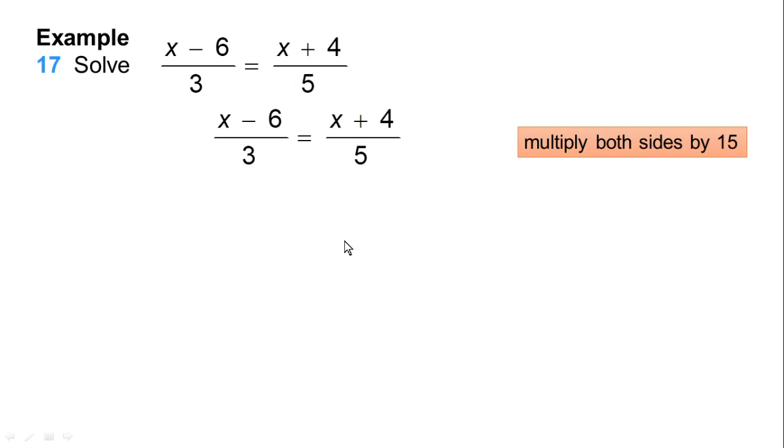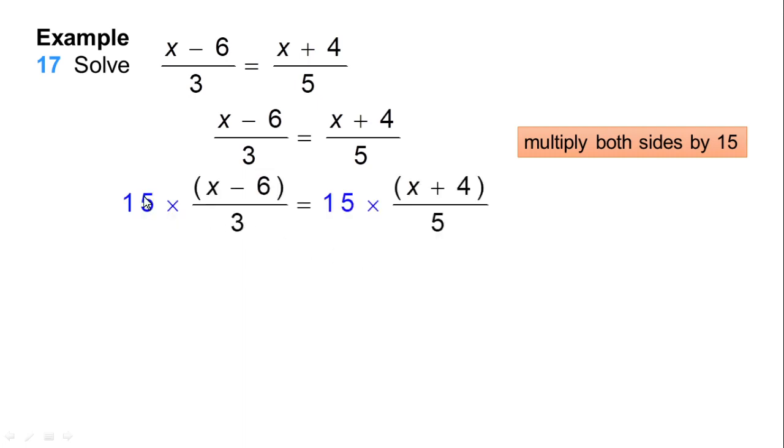What is 5 times 3? 15. Or, in other words, the least common denominator. The least common denominator of 3 and 5 is 15. If I multiply both sides by 15, it will become 15 times (x minus 6) over 3, then equals 15 times (x plus 4) over 5.